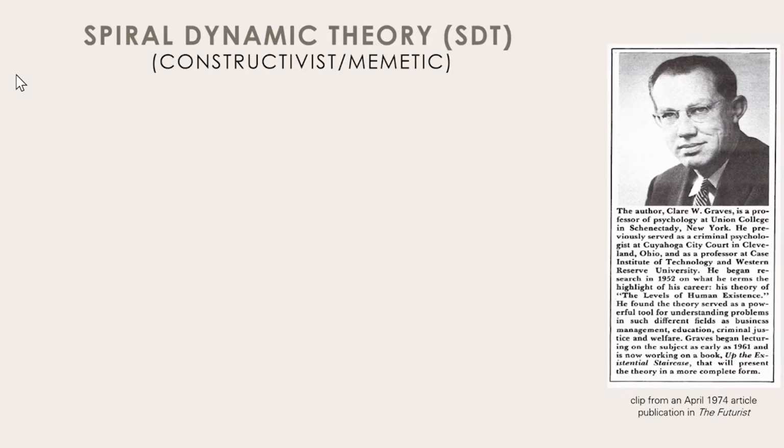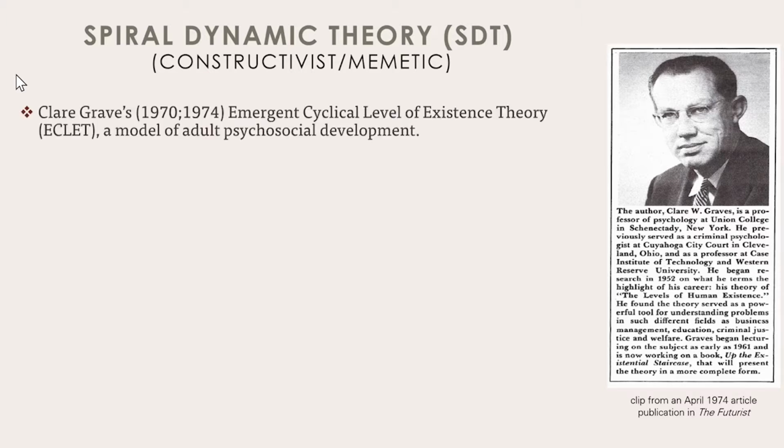So when we talk about spiral dynamic theory, I think it's appropriate to describe it as a constructivist memetic type of theoretical framework. It was introduced in the early 1970s by psychologist Clare Graves, who was a professor at Union College in New York. He initially called it the emergent cyclical level of existence theory, the acronym ECLET, and it's a model of adult psychosocial development. His protege subsequently shortened that name and called it spiral dynamic theory, but it's actually Clare Graves' work.